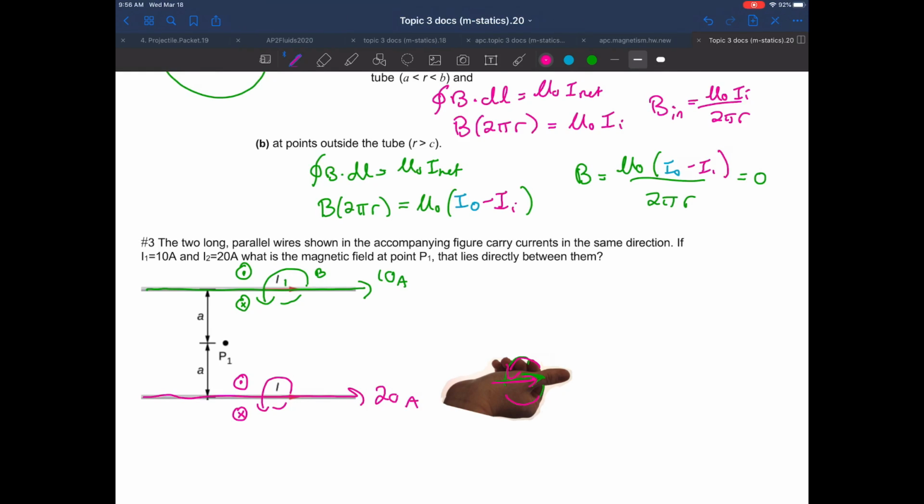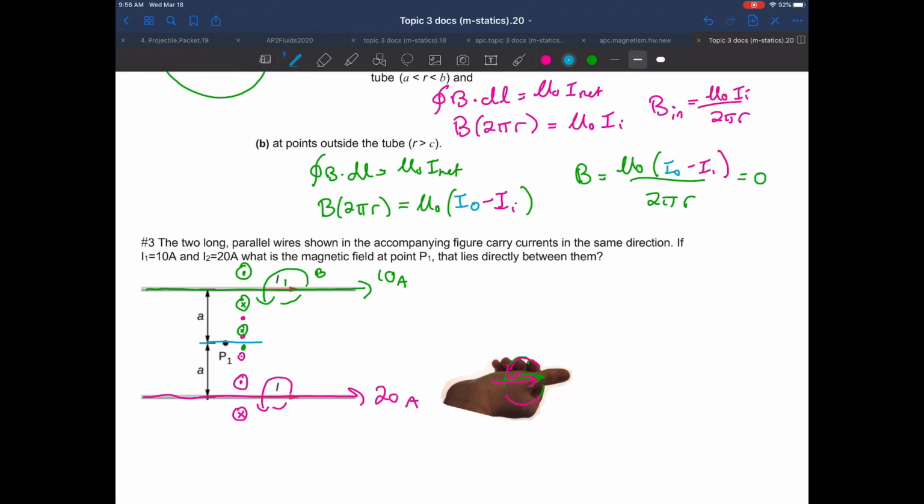Now, as you go further and further from the pink wire, your B is going to get smaller and smaller. And as you go further and further from the green wire, same thing, right? Your B's from that green wire get smaller and smaller. And so let's evaluate this point, P1, at the center of both of them.